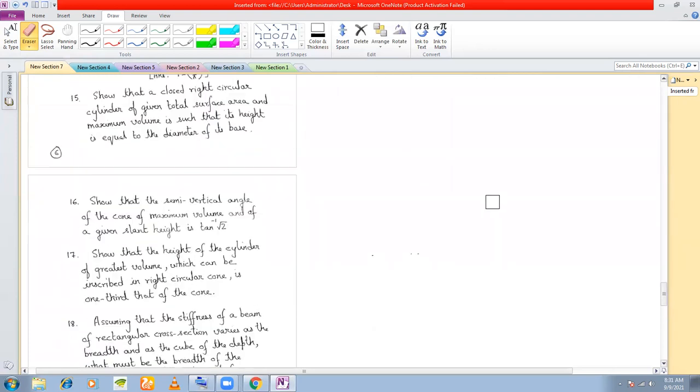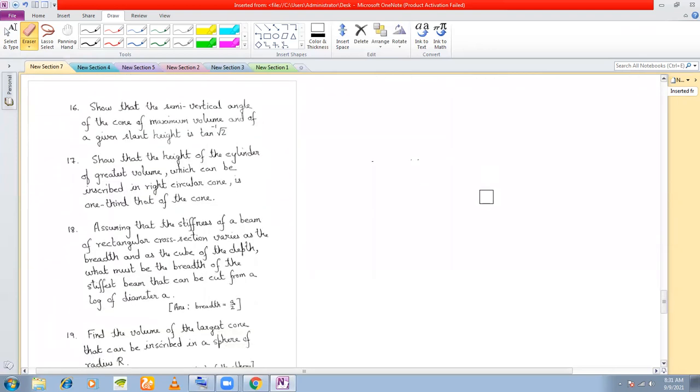So let's just read the next problem, so that you understand, and then we can call it off. Show that the semi-vertical angle of the cone of maximum volume and of a given slant height is tan inverse root 2. Now, what do you mean by semi-vertical angle of a cone? The top one, the pointed one, is called the vertical angle of the cone. What about the semi-vertical angle then?